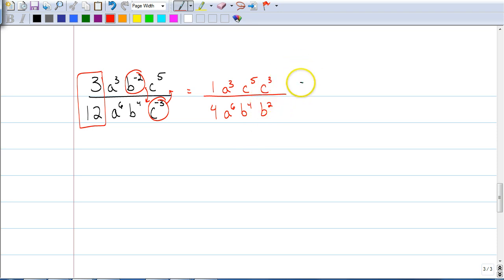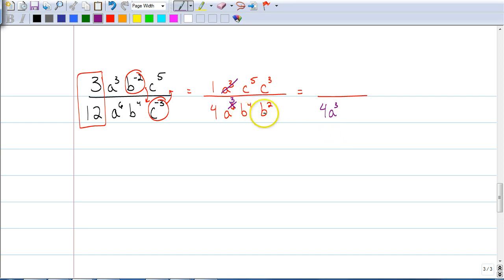So again, we already simplified the 1 fourth, so I really don't need the 1 in there. But as far as the a cubed is concerned, I have 3 a's on top this time. That's going to take away 3 a's from the bottom, leaving me with 4a cubed in the denominator.